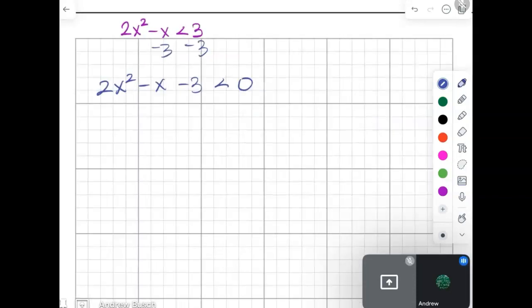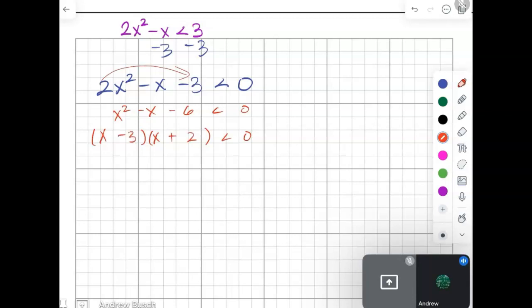So you've got 2x squared minus x minus 3. Then you're going to factor the quadratic however you like to factor. I'm going to borrow the 2. And I'm going to then factor into x times x to make x squared. And then negative 3 and positive 2 will make negative 6 when you multiply, but negative 1 in the middle. And then I'm going to pay back the 2 that I just borrowed, which is going to make these factors 2x minus 3 and x plus 1.